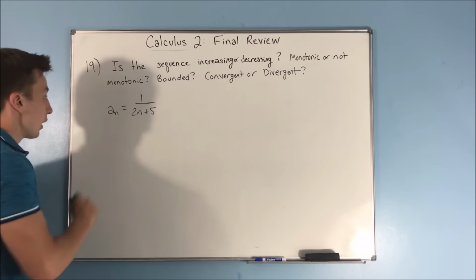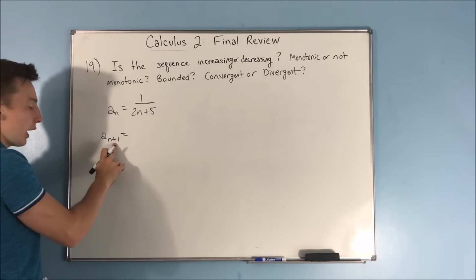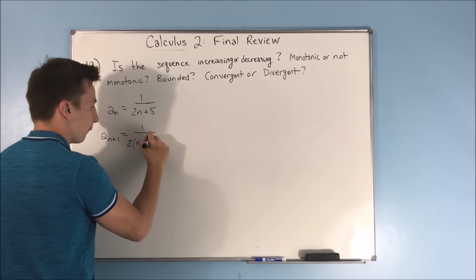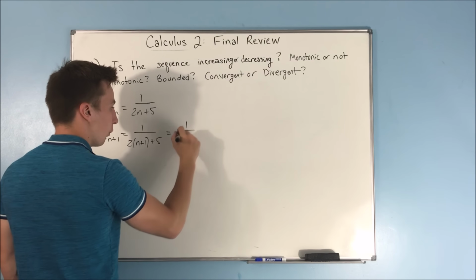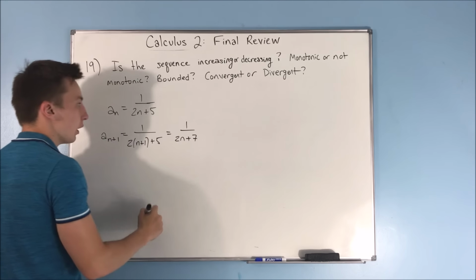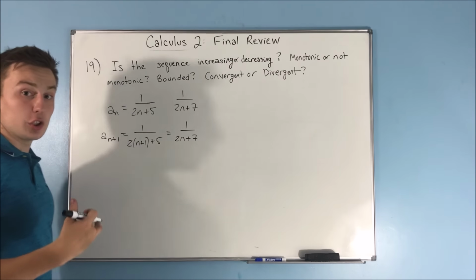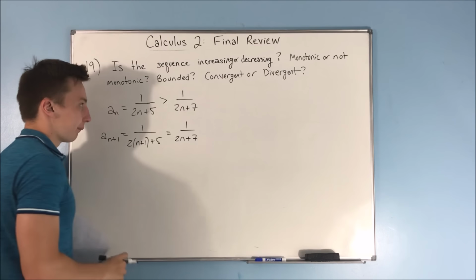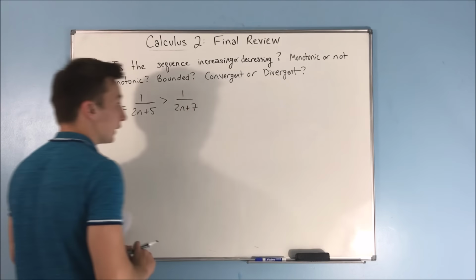Well, we can check that by figuring out what a sub n plus 1 is. A sub n plus 1 means we're just plugging in n plus 1 for n. If we do that, we have 1 over 2 times n plus 1 plus 5. Distributing that 2 through, we get 1 over 2n plus 2 plus 5, which is going to be 1 over 2n plus 7. So now, if we look at 1 over 2n plus 5 in comparison to 1 over 2n plus 7, we realize that this denominator is smaller, so the fraction is bigger. Okay, so a sub n is greater than a sub n plus 1, which means that this is strictly decreasing.